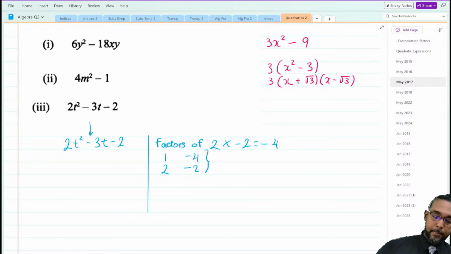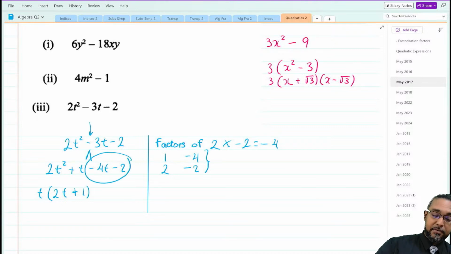So which of these pairs of factors will give us minus 3 when you add them together? 1 and minus 4. So you split it. So you're going to get 2t squared, and you can put minus 4t plus 1t or plus t minus 4t, doesn't matter, right? So let's put plus 1t minus 4t. Right, so you factor the first pair of terms. Between 2t squared and t, t is the common factor. And when we divide, we get 2t plus 1.